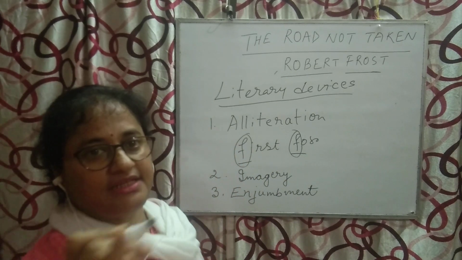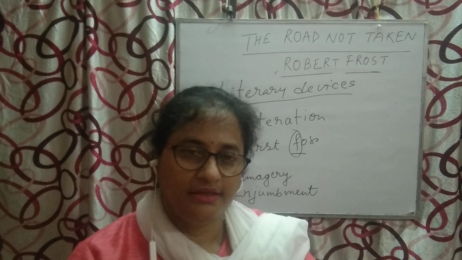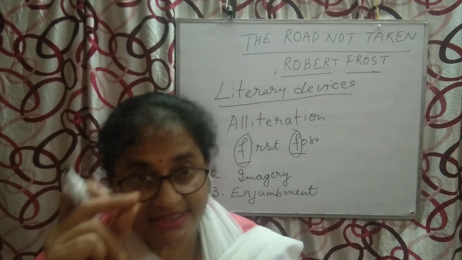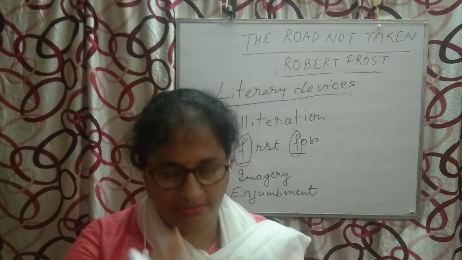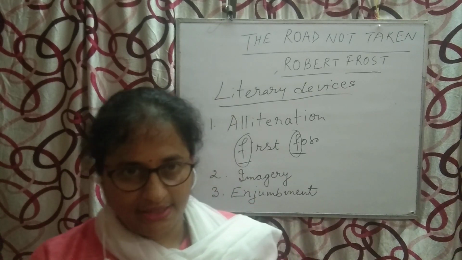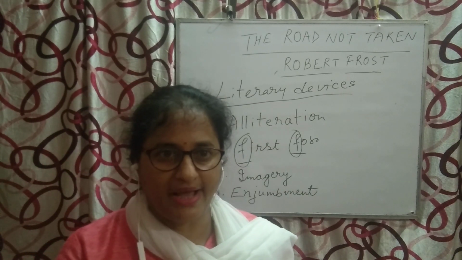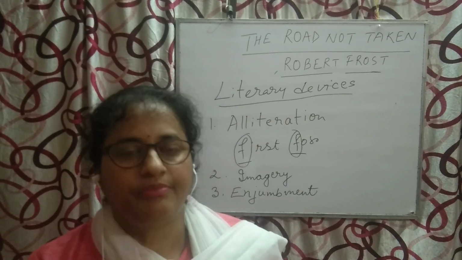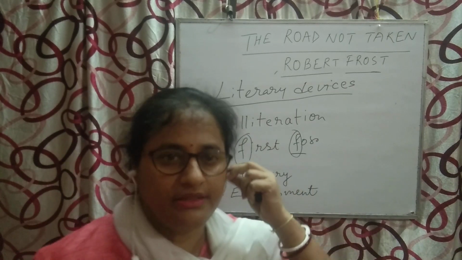Here the poet uses the literary device that is known as enjambment. Means the same thought is continuing in the next line. Here in the third stanza, the first and second line, the poet uses no punctuation. Means the same line continues in the second line also. And when there are no punctuation marks and the same thought is continuing, then this type of device is known as enjambment, and the poet uses enjambment here in these two lines.